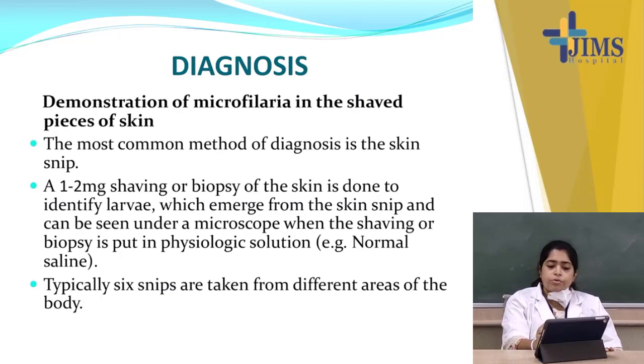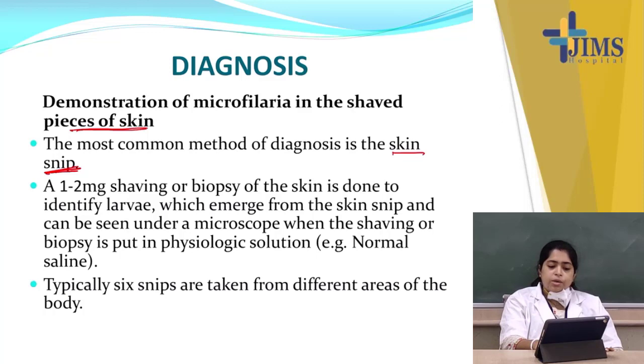What we have to do is take a skin piece. We have to demonstrate the microfilaria in the shaved pieces of skin. The most common method of diagnosis is the skin snip. A 1 to 2 mg shaving or biopsy of the skin is done to identify the larva. When this skin biopsy or skin snip, these scrapings, are put in normal physiological saline, then the larva comes out and we can easily identify it.